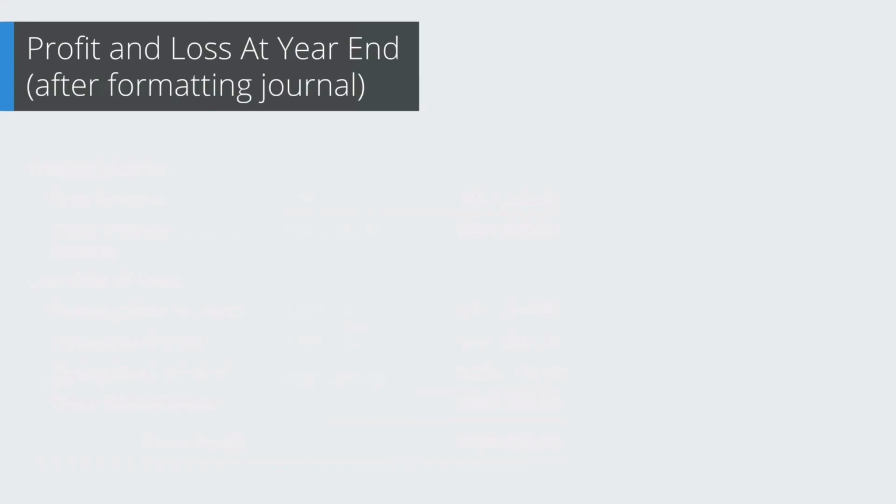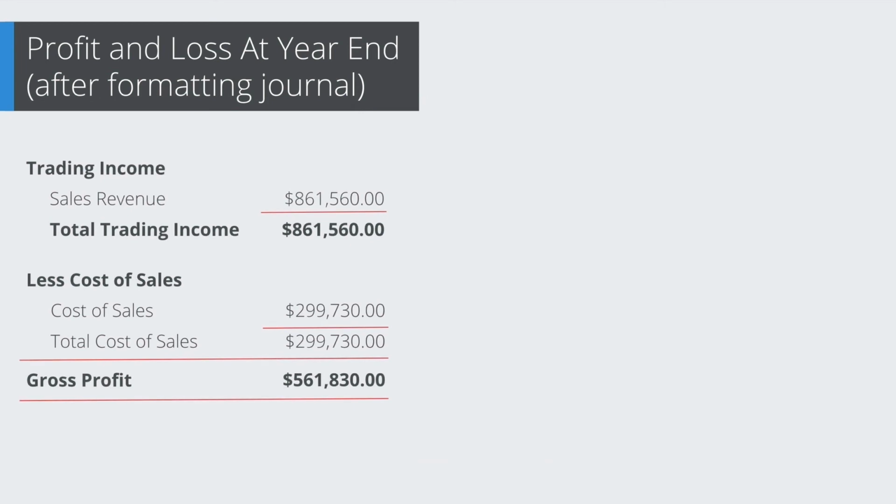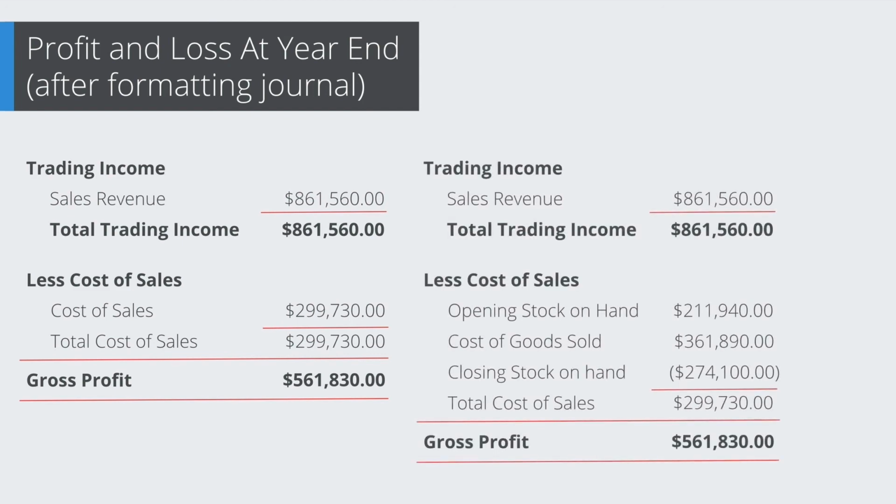Now let's look at the profit and loss with a formatting journal and without a formatting journal. So this profit and loss here is without the formatting journal. So you see the cost of sales is $299,730, giving us a gross profit of $561,830. Now once we have done our formatting journal, you'll notice that the total cost of sales has not changed and the gross profit has not changed. All we've done is we've entered an opening stock on hand and a closing stock on hand, which updates our total cost of goods sold, which will align it with what was actually in our periodic system, giving us our gross profit being completely the same.